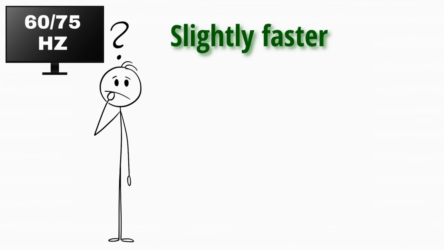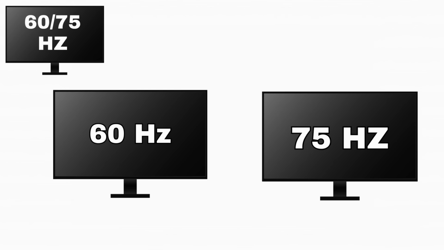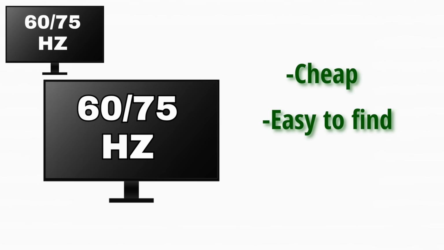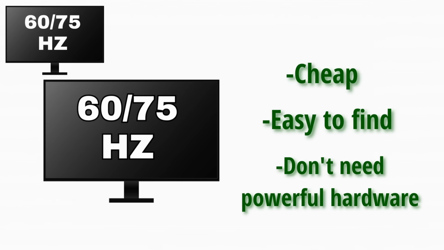Then there's 75 hertz. Think of it like 60 hertz after drinking one energy drink. It's slightly faster, but most people won't really notice the difference unless they compare side by side. If you're not a gamer and just want a reliable display for work or media, 60 hertz or 75 hertz monitors are great. They're cheap, easy to find, and don't need powerful hardware.